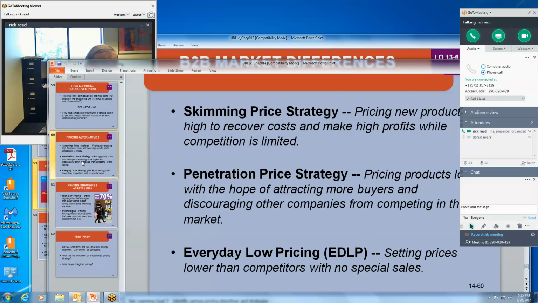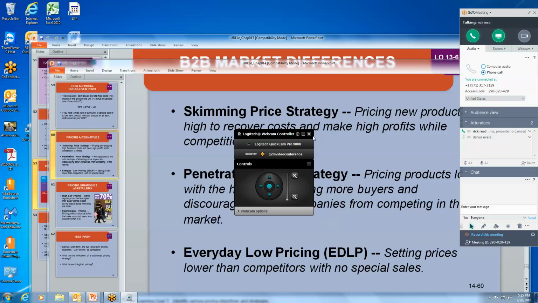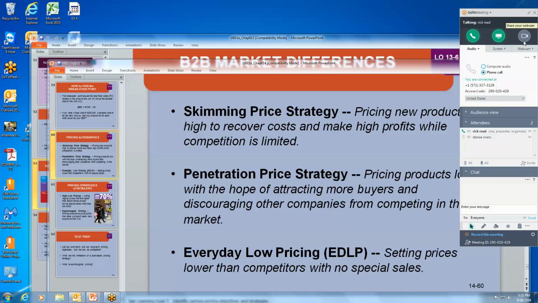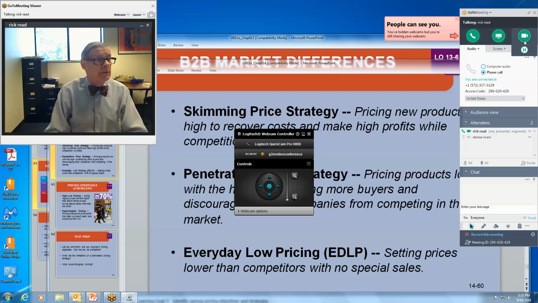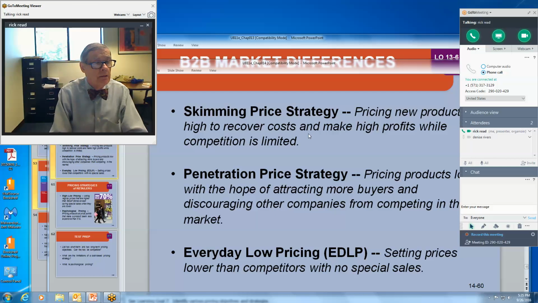And then we have some pricing alternatives. A skimming price, that's when we have a new product and we have few competitors. We can get high profits and we need to strike while the iron's hot. Penetrating price is exactly what it says. We're going to establish a price that helps get us in the market, and if we're big enough, we can discourage other people from coming in.